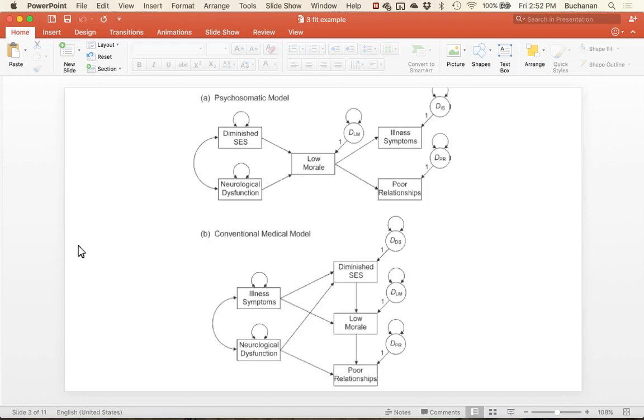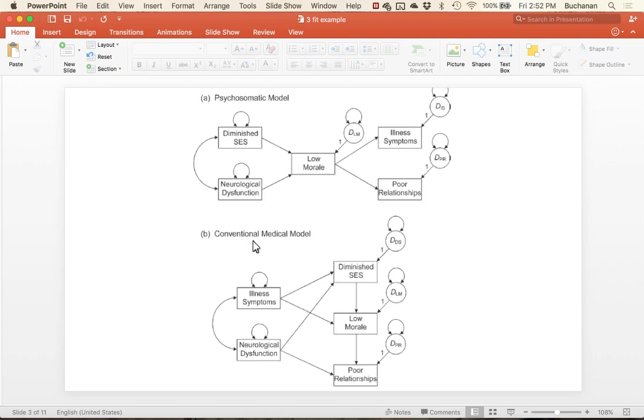So these are the two models. One of them is a psychosomatic approach to illness symptoms, looking at how lowered socioeconomic status and neurological dysfunction lead to lower morale, which is going to create illness and poor relationships. And so you'll see that there is a covariance here. Remember, lavaan does that for you automatically. It's going to estimate my two variances here. This morale, because it's an endogenous variable, has an error term, and this is labeled D for disturbance. Same thing, and then these two out here, also since they're endogenous, have error terms.